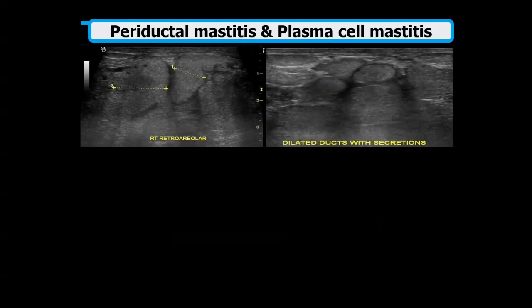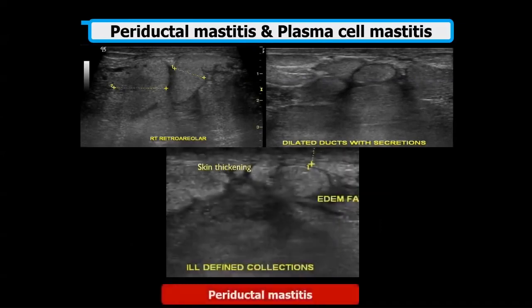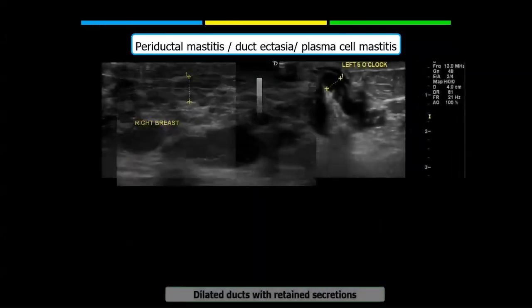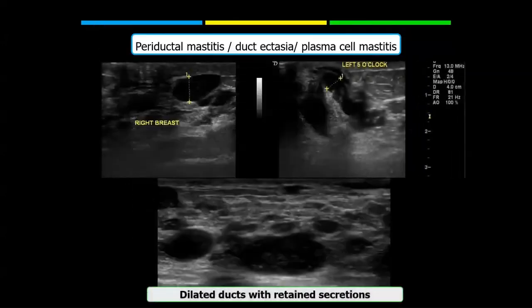These are dilated ducts with retained secretions surrounded by an inflammatory reaction, or what we call periductal mastitis. When this inflammatory process resolves, it leaves the patient with dilated ducts with retained secretions within the ducts, and the process keeps repeating itself time and time again.